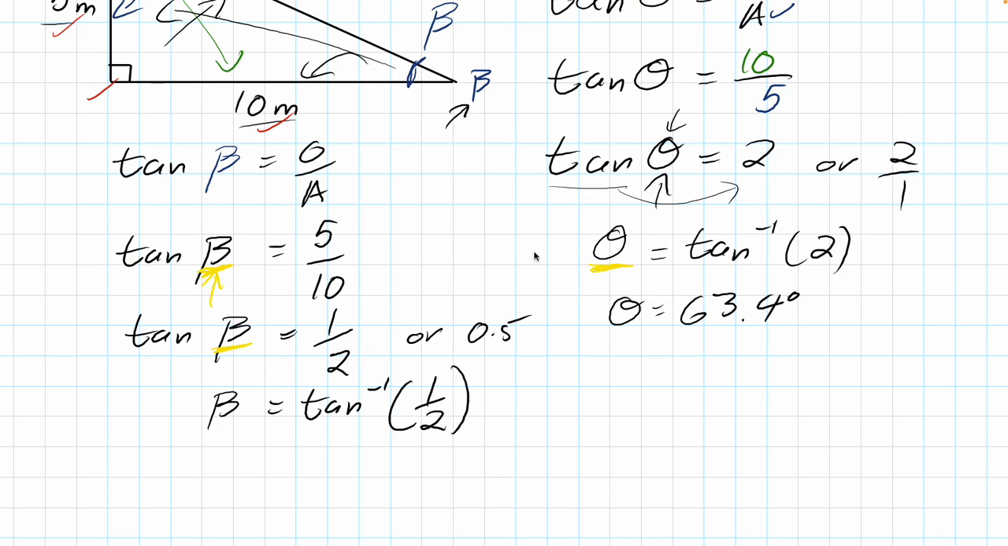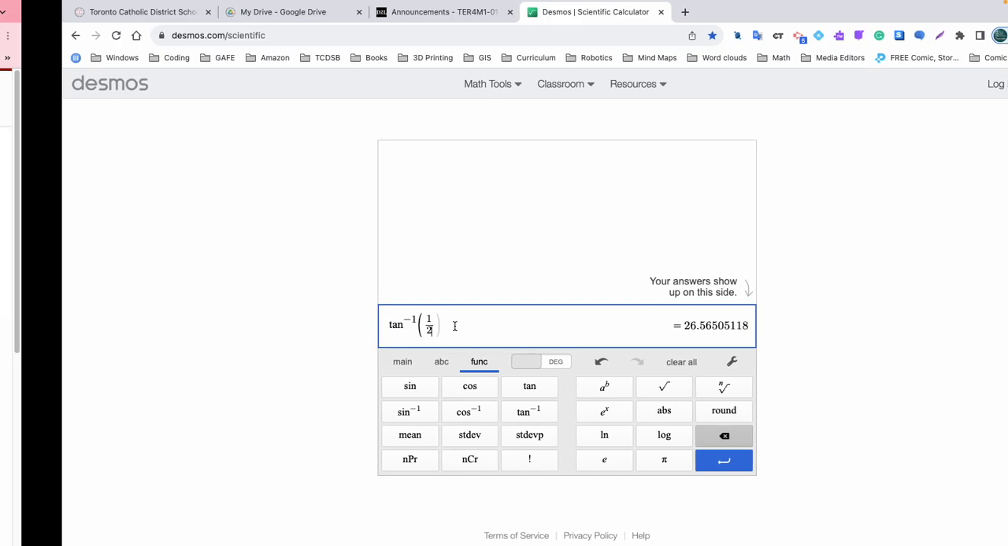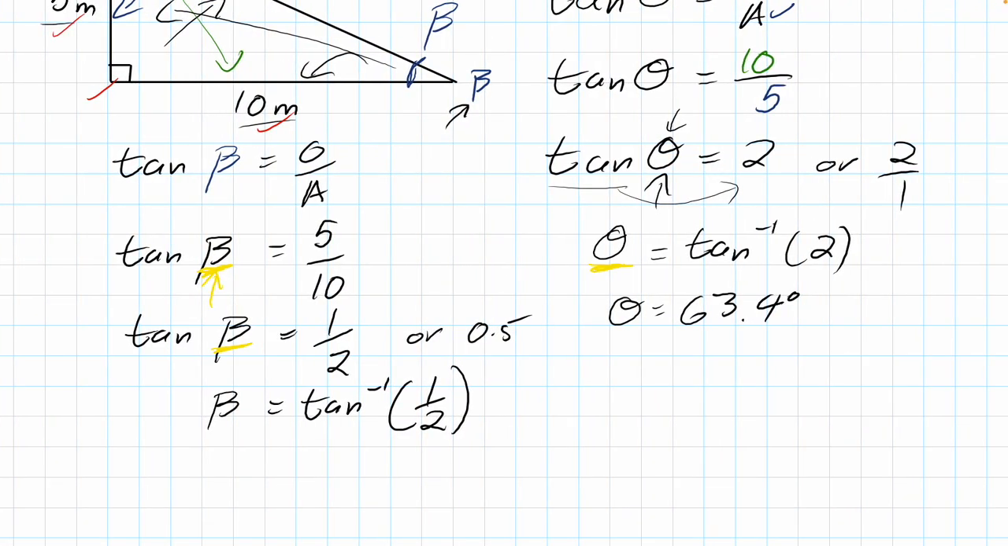We'll bring up that scientific calculator again, and let's just change what our input is. So the argument to this is 1/2, and that gives us a very different angle. In this case, it gave us 26.5 roughly. There we go. So our beta, or angle B, is equal to 26.5. And these are all in degrees.